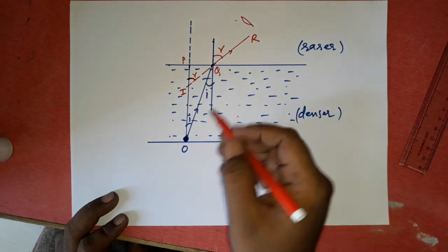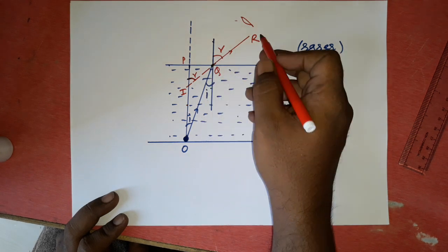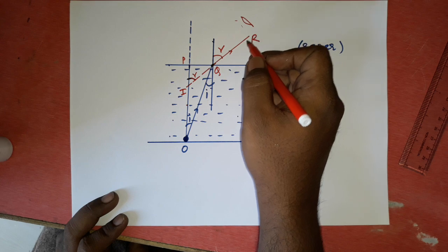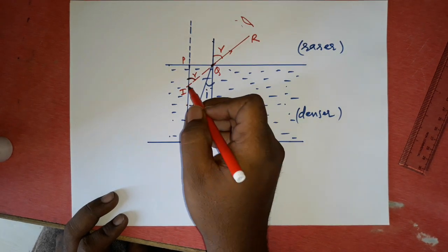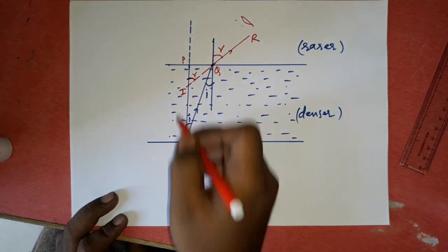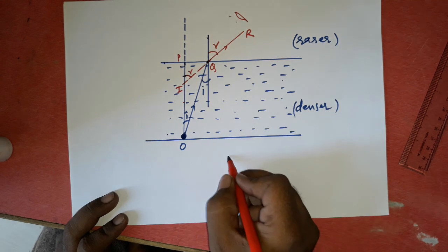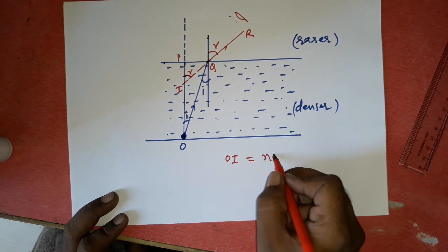What does that mean? When a ray of light is going from denser to rarer medium, it bends away from the normal and the observer will observe in this direction. The object which is here appears to be here, and this shift along the normal is called normal shift. And this normal shift OI is called normal shift.